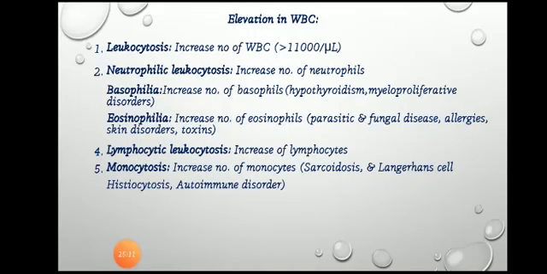Then an increased number, or elevation, in WBCs. If the WBC count in the blood is higher, there are certain conditions. First is leukocytosis, where the WBCs increase above the upper limit, which is 11,000 per microliter. More than that is leukocytosis of overall WBCs. Then neutrophilic leukocytosis, obviously an increased number of neutrophils in the blood.